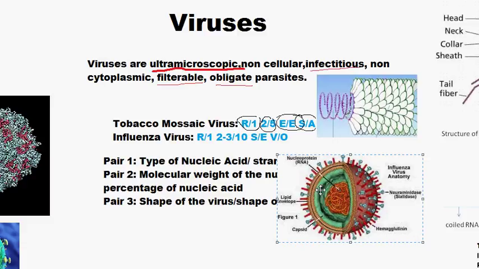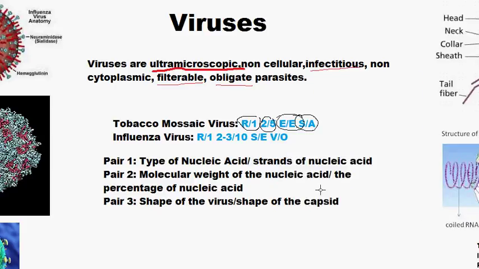This is the spherical shape, and all other shapes, there can be many other shapes. So you can see the bacteriophages. There can be many other shapes of bacteriophages. They will all come under the complex shape. So that was it. Let me put them back into position. Pair 3 complete, shape of the virus and shape of the capsid.